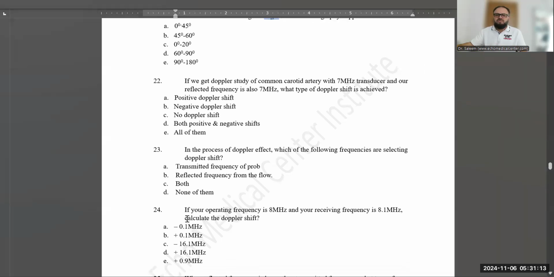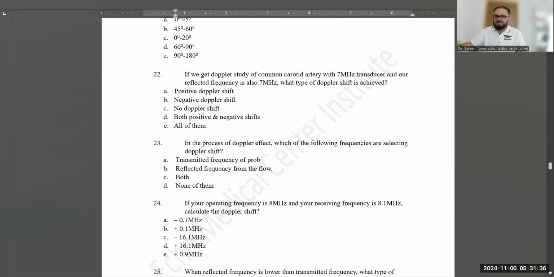Okay, next question. Easy, very simple question. It says if your operating frequency is 8 megahertz and your receiving frequency is 8.1 megahertz, what type of Doppler shift do you receive? Correct. It's a positive Doppler shift because your reflected frequency is more than the operating frequency. B is the correct answer, positive 0.1 megahertz. That is absolutely the correct answer.